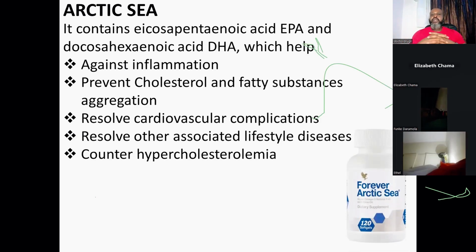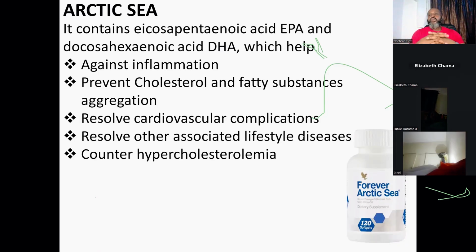This contains eicosapentaenoic acid and docosahexaenoic acid. We're talking about omega-3 fatty acids, and these are the chief managing directors of that department. You can see they help against inflammation, which is often associated with fatty liver disease. They also help to prevent cholesterol and fatty substance aggregation. So that means they also try to resolve other issues that are risk factors, the comorbidities of fatty liver disease as well.